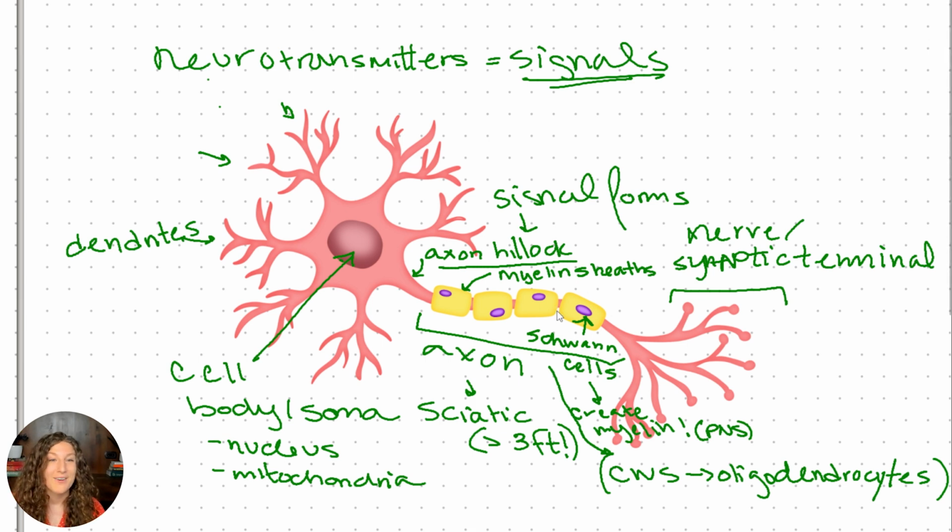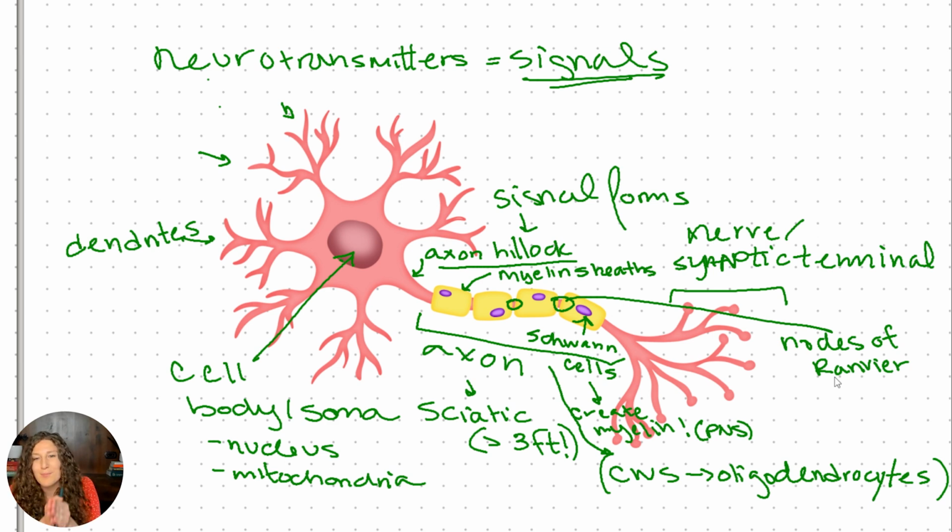Finally, our last anatomical term for our neuron is these little spaces between the myelin sheaths. I'm going to go ahead and draw a long arrow. These are called the nodes of Ranvier. And these are where the action potentials take place in a myelinated neuron, and the action potential signal jumps from node to node. And we're going to talk about the mechanism of how that happens in just a second.